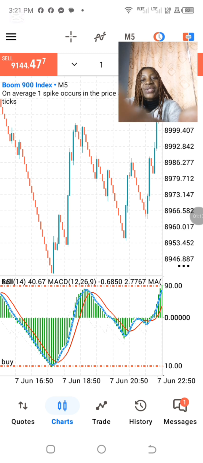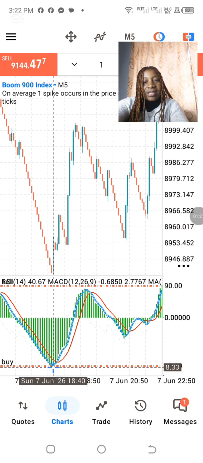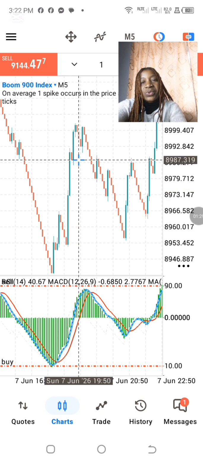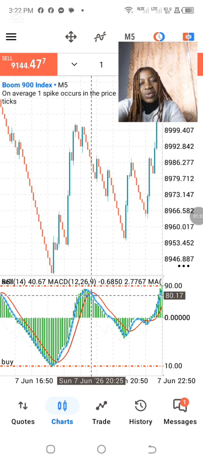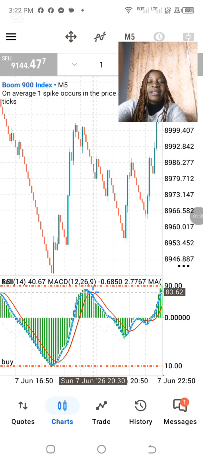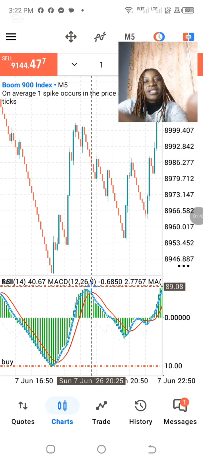Here's another perfect entry. As you can see, the MACD histogram has touched level 10 of our RSI. We enter, we buy, we're in Boom 900, and we're going to catch all these spikes. We're going to exit here when there's the crossing of the MACD and the red line above level 10. So you see, this strategy is very, very effective.